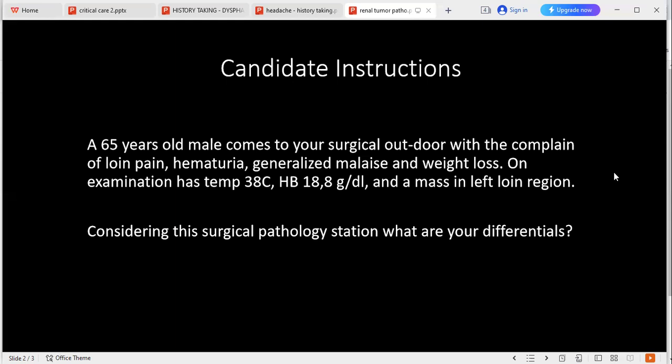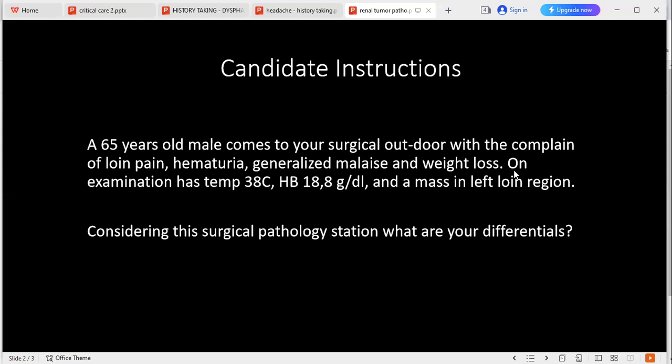Polycystic kidney and renal cyst. Okay, right. Now, in order to confirm your diagnosis, what investigations would you ask for? I will go for a CT kidney ureter bladder, ma'am.